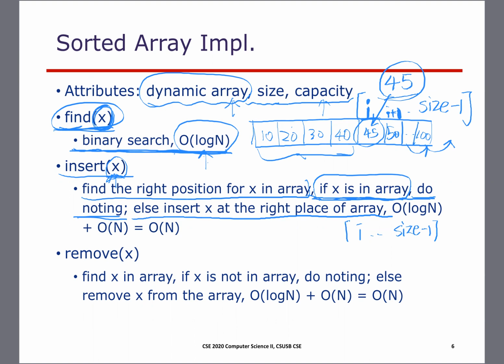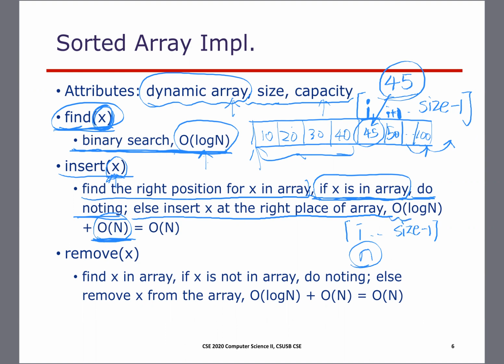Now the worst case is what? The worst case is that we need to add the element at index 0. So we need to shift all n elements in this array to the right by 1 cell. The worst case is big O(n). The shift part is big O(n).